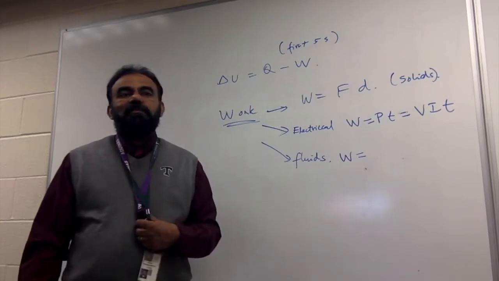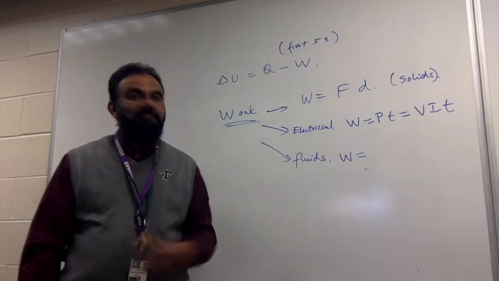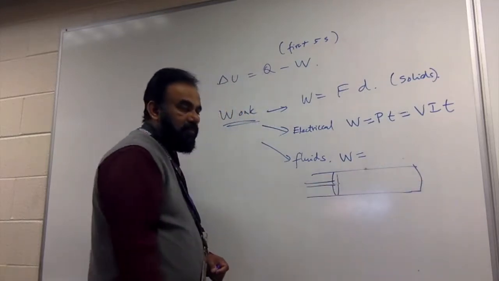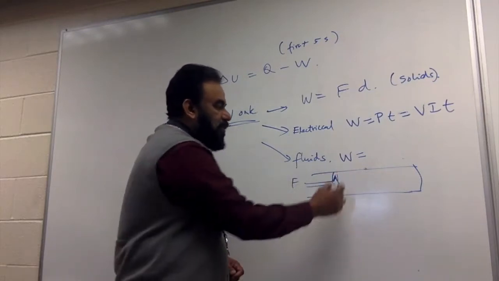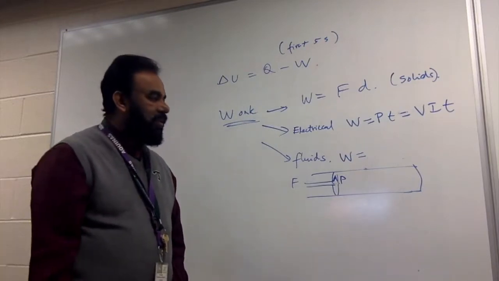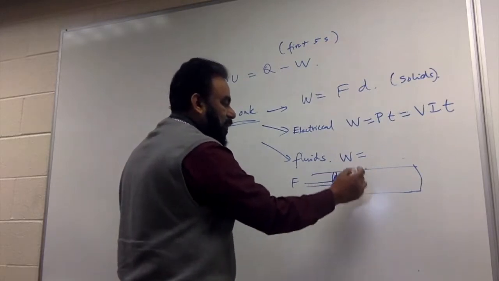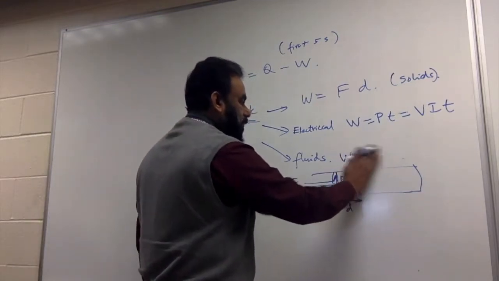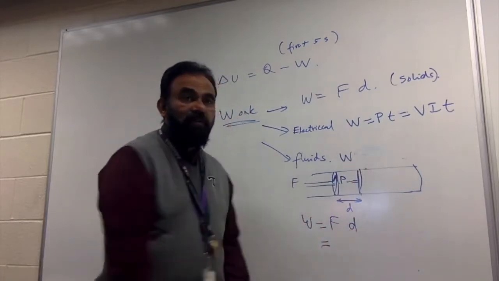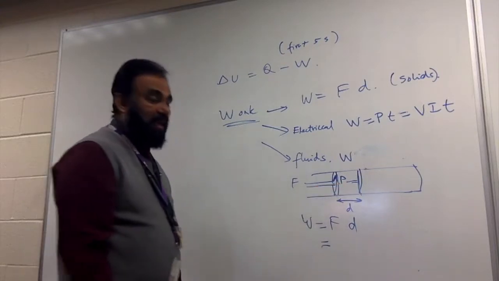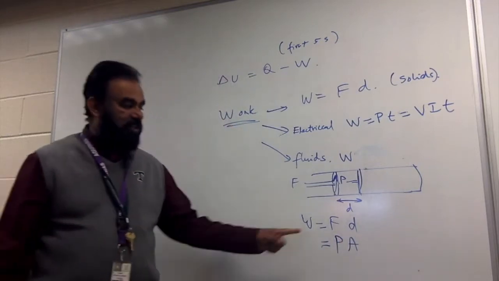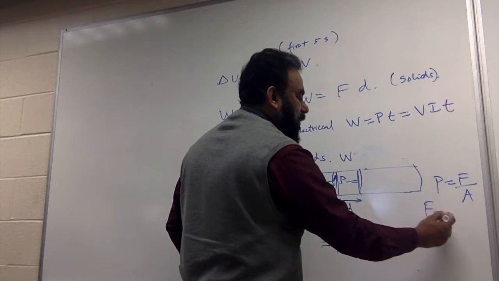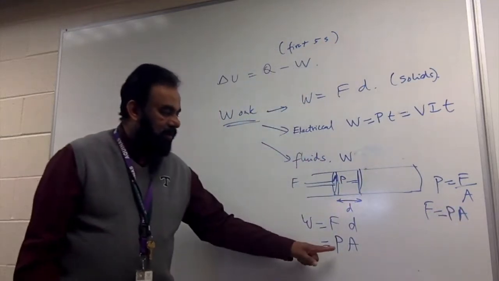Is it pressure times area? You're half right. Let's check it out. For example, if you have to do work, you're applying a force on a certain area. So basically, you're creating pressure, right? And if you move the piston from here to here, you're moving it by this displacement D. So the work done is Fd. But what is F in terms of pressure? PA. Force is PA, because pressure is force over area. Therefore, force is PA. So this is PA, and then it's D.